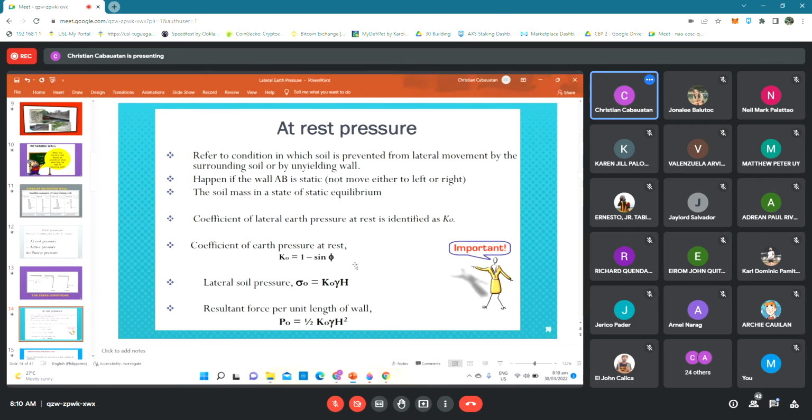So that's it. And then for the resultant force per unit length of wall, instead of Po that you see in the presentation, they use Fo, should I say. Because you can better determine that it is a force by using F. Later on, you might have a misunderstanding about the Po, the lateral soil pressure, and the resultant force if you are using both Po.